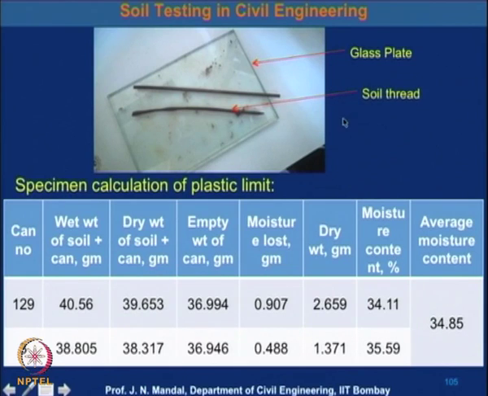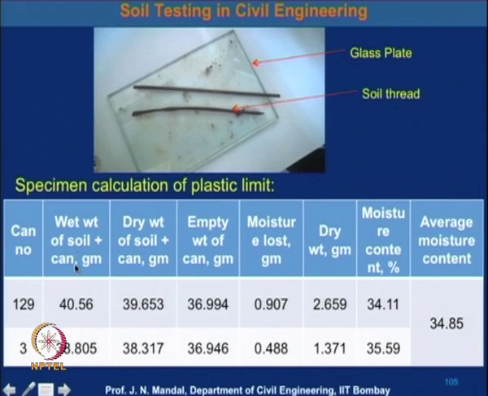I am showing here the glass plate and the soil sample. You roll the soil onto this glass plate until it makes approximately a 3 millimeter diameter thread, and the soil is almost going to crumble. Then you take the soil sample from that zone and go for determination of the moisture content. So, it will be like a soil thread.